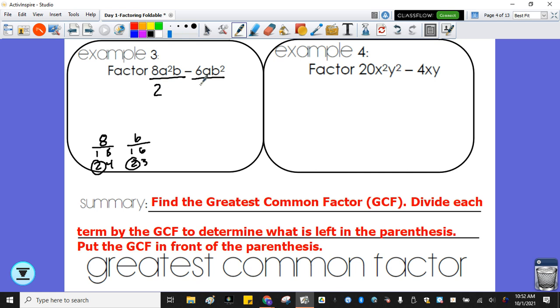What variables do they have in common? A squared, A, B. So the first one has 2 A's and a B. The second one has 1 A and 2 B's. So it has an A and a B in common.